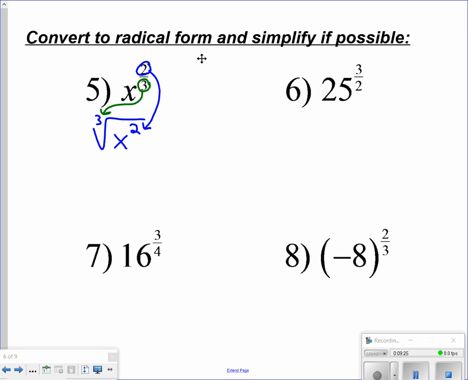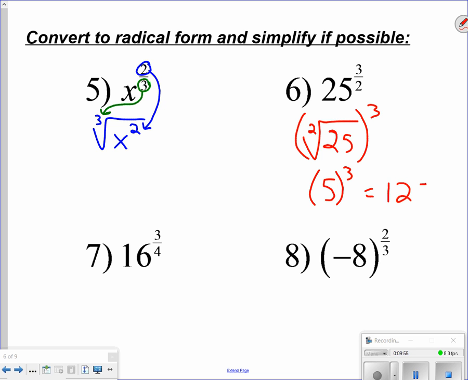Let's do another one. 25 to the 3/2 power. I'm going to choose to do this one the other way. So I'm going to say, all right, the square root of 25 to the 3rd. And once you see that, you might realize, oh, there's a reason why I did that. I can simplify this, and I can simplify the square root of 25 really easily. All right? Square root of 25 I know is 5, raised to the 3rd power, which is 125. Nice and simplified. There you go.